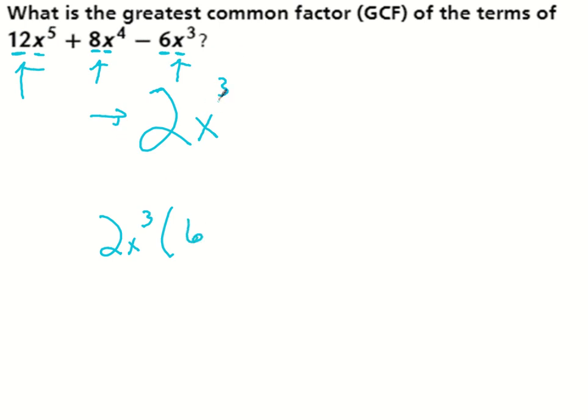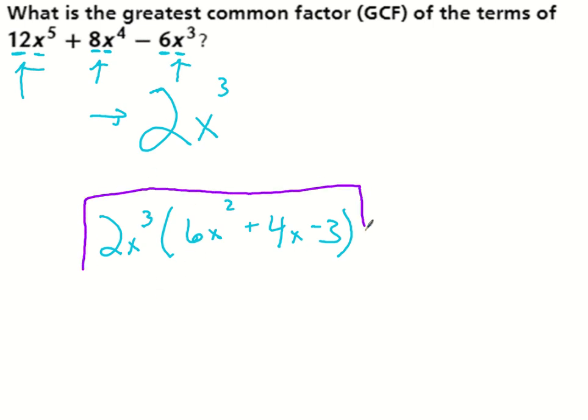X to the fifth divided by x to the third: when we divide, we subtract the exponents. That'd be 6x squared. 8 divided by 2 is 4. 4 minus 3 is 1, so it'd be 4x. And negative 6 divided by 2 would be negative 3. X to the third divided by x to the third is x to the 0. And I'm done. This is if I actually factored it out, which I know it doesn't say to do right now, but I just want to show you what we're doing. If I were to factor out the greatest common factor, this would be my final answer. So it's doing the distributive property backwards.